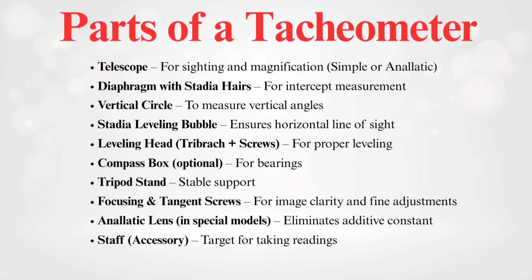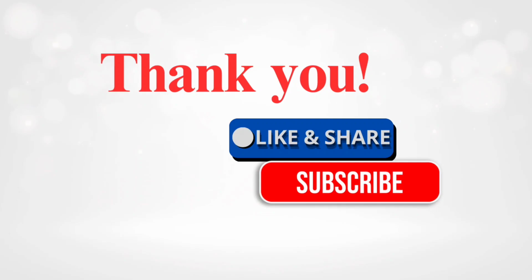So we'll quickly recap all the component parts: telescope, diaphragm, stadia hairs, vertical circle, stadia leveling bubble, leveling head, compass box, tripod stand, focusing and tangent screws, the analytic lens, and finally the staff. Each of these parts has a specific function, and together they make the tacheometer a very efficient instrument for rapid surveying. In our next video, we will learn about the principle and the working of tacheometry.